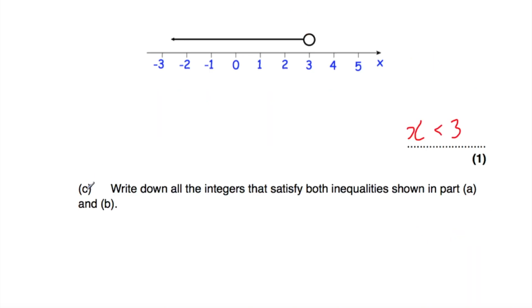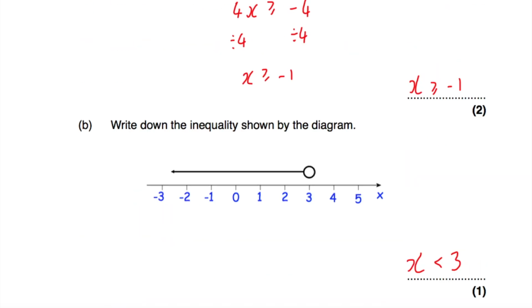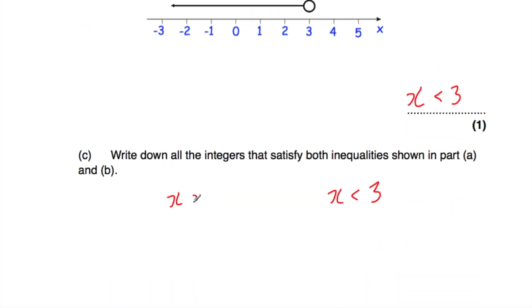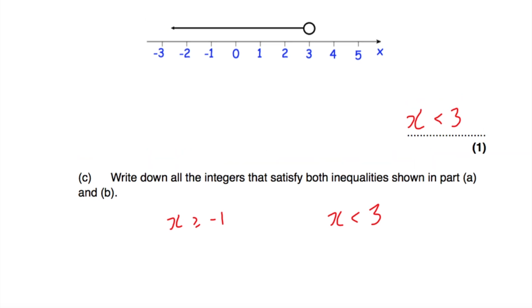Okay, then if we have a look at part C, part C says write down all the integers that satisfy both inequalities shown in part A and part B. So part B we've got x is less than 3, and in part A we had that x is greater than or equal to negative 1. Just going to have to check that, yep.